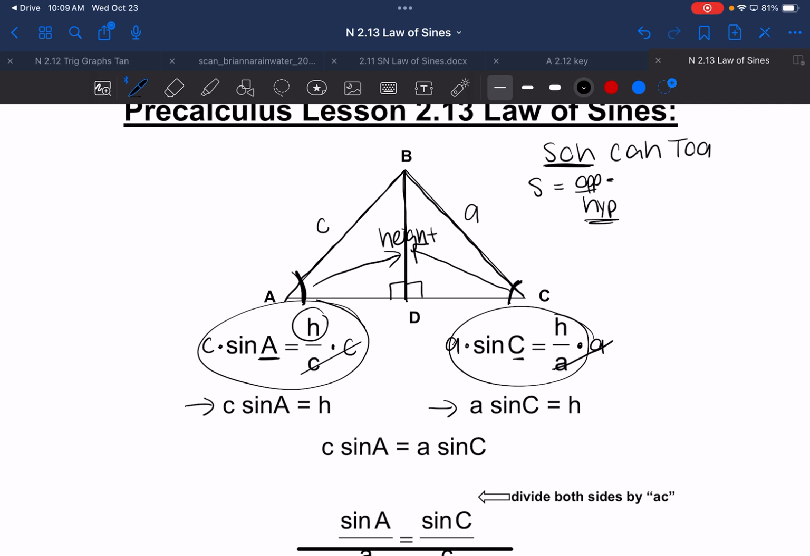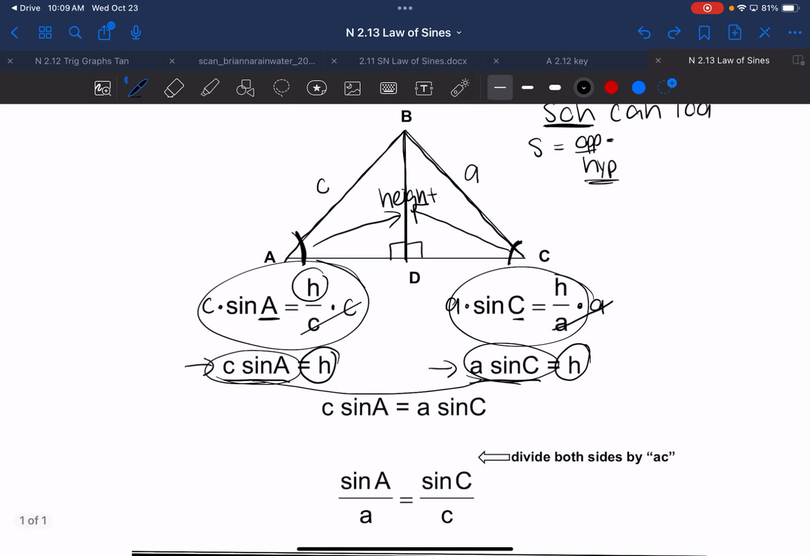Well, we can use the substitution property, or if you think about it, what we're saying here is if this is equal to H and this is equal to H, that must mean these two things are equal to each other. If they both equal H, they have to equal each other. So that's what they did here. So we've got c times sine of A is equal to a times sine of C. And then what they want you to do to get from this step to the next step is divide both sides by ac.